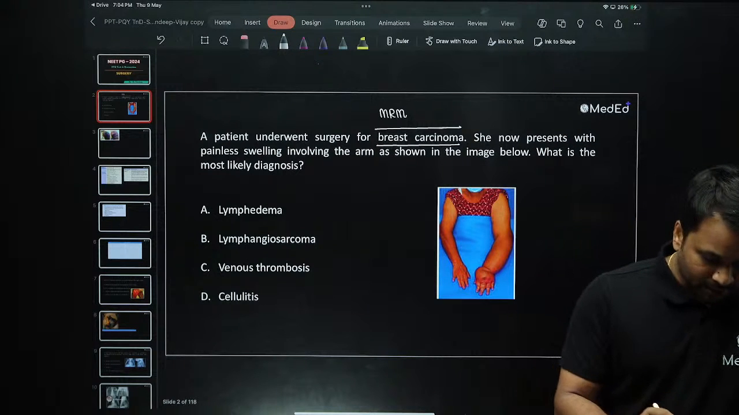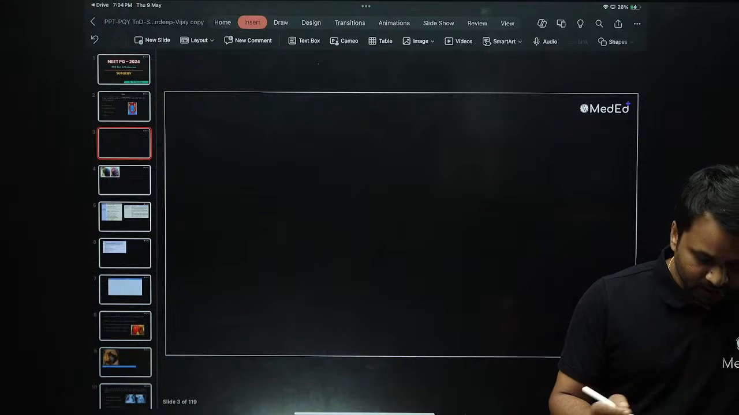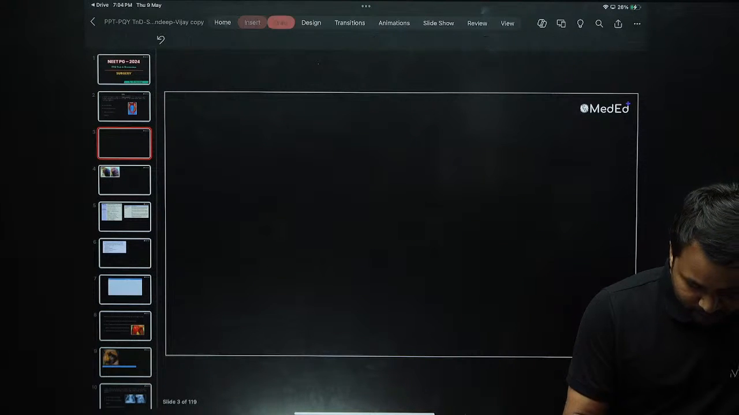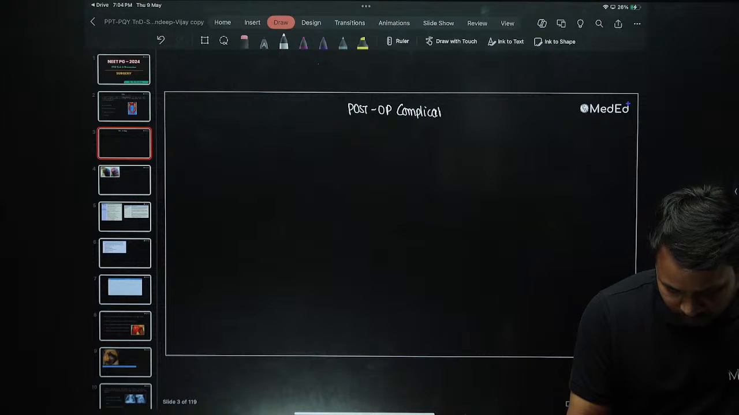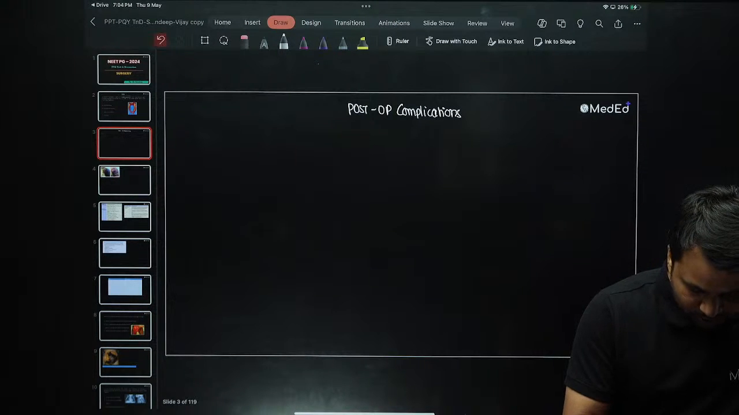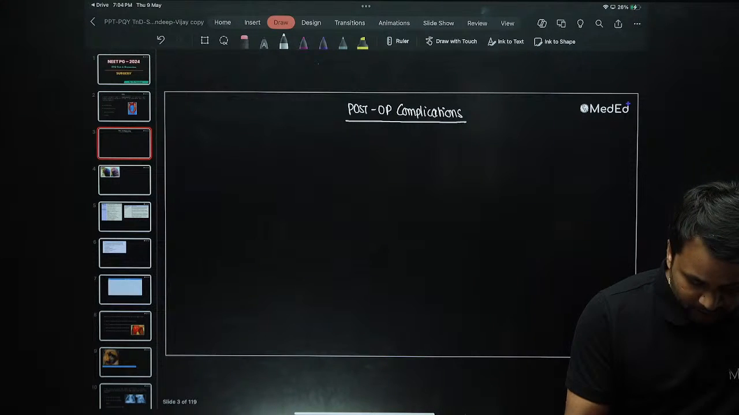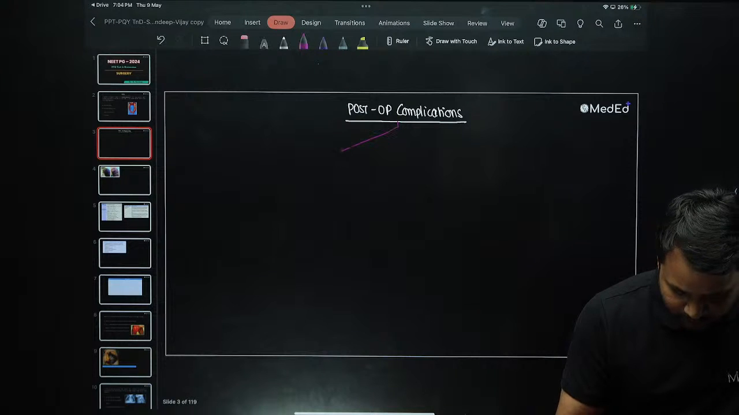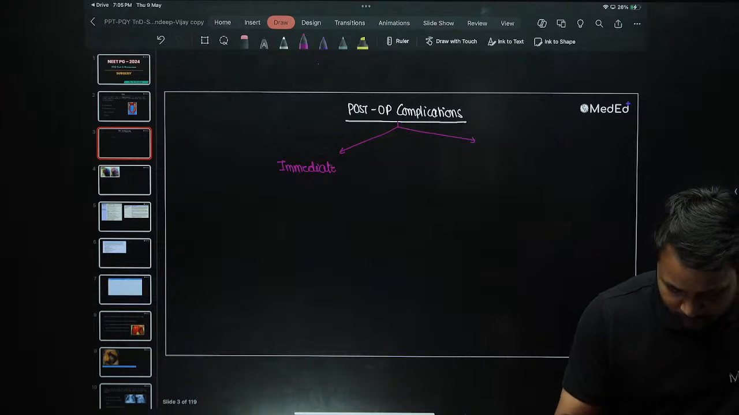Now, when we talk about MRM, you need to understand what are the possible complications that we are going to look across, the post-operative complications associated with modified radical mastectomy. The easiest way to understand is to split these post-operative complications into immediate post-operative complications and delayed post-operative complications.